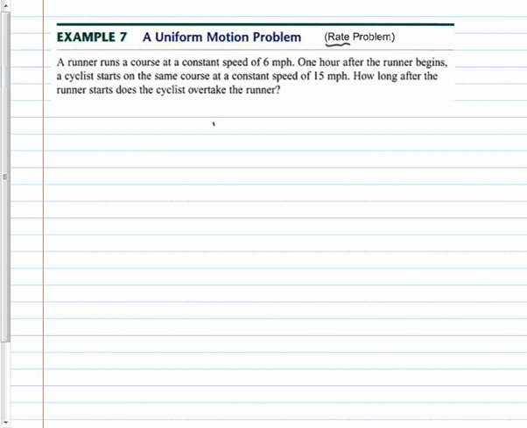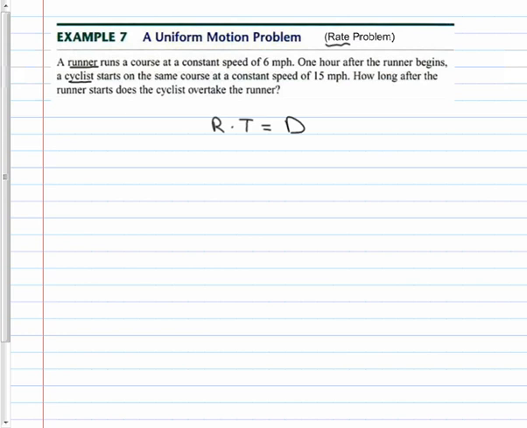Well, this is a rate times time equals distance. Now you need to be familiar with that, just like you need to be familiar with perimeter is 2 lengths plus 2 widths. Rate times time equals distance. So I have a runner and a cyclist. Can you tell me how far the runner goes compared to how far the cyclist goes?